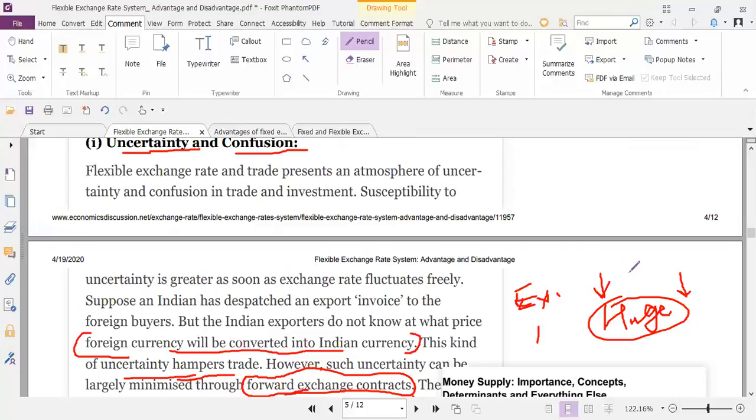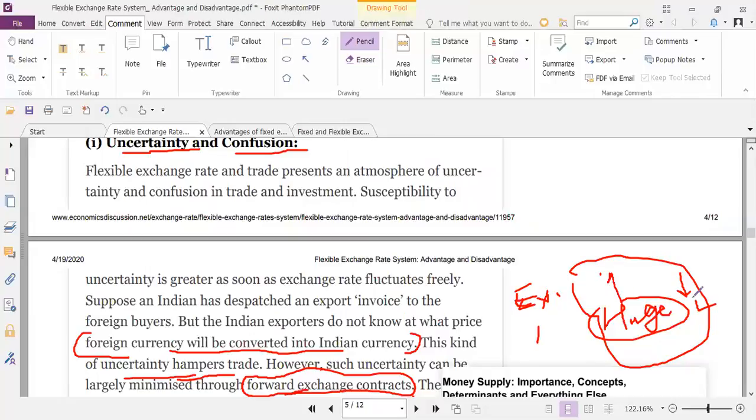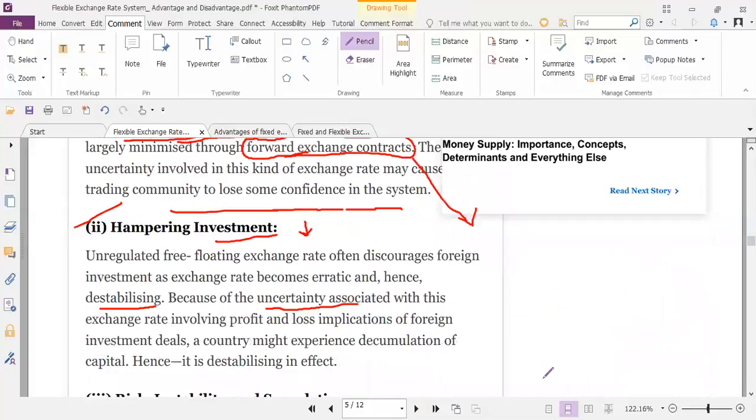Right here, I just gave you an example. What if they go for a huge investment? What if they incur a loss? So this will discourage investors from making huge investments, right? What if it is a huge investment and what if there is a loss? Okay, so this is a problem.